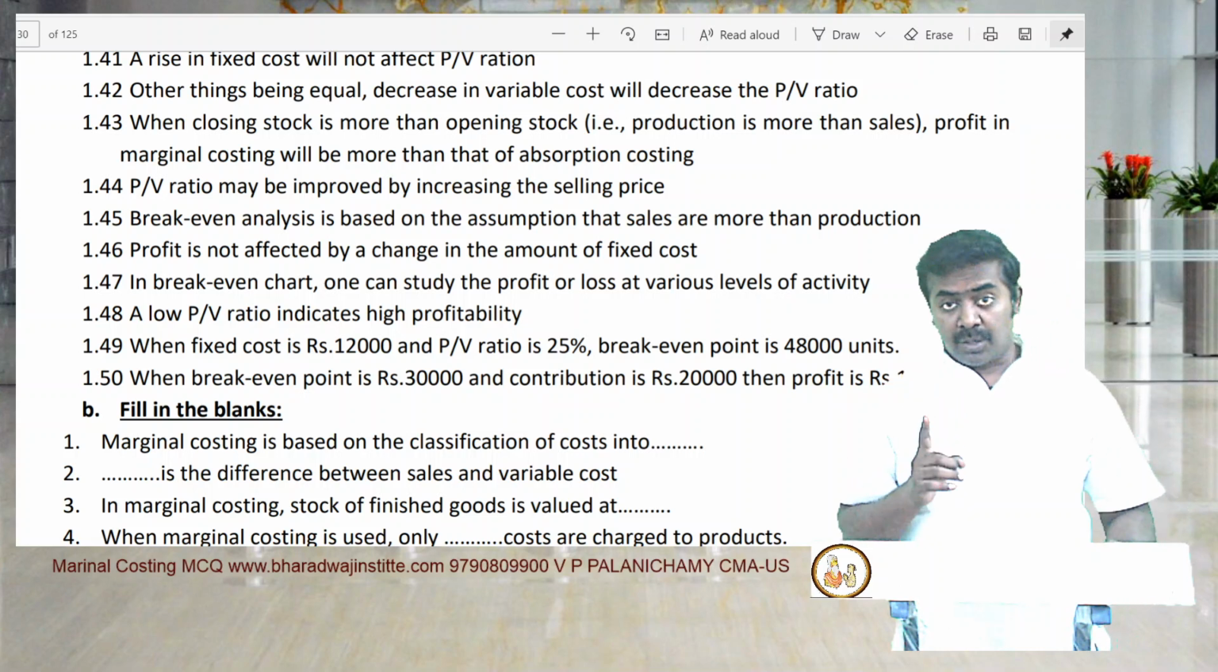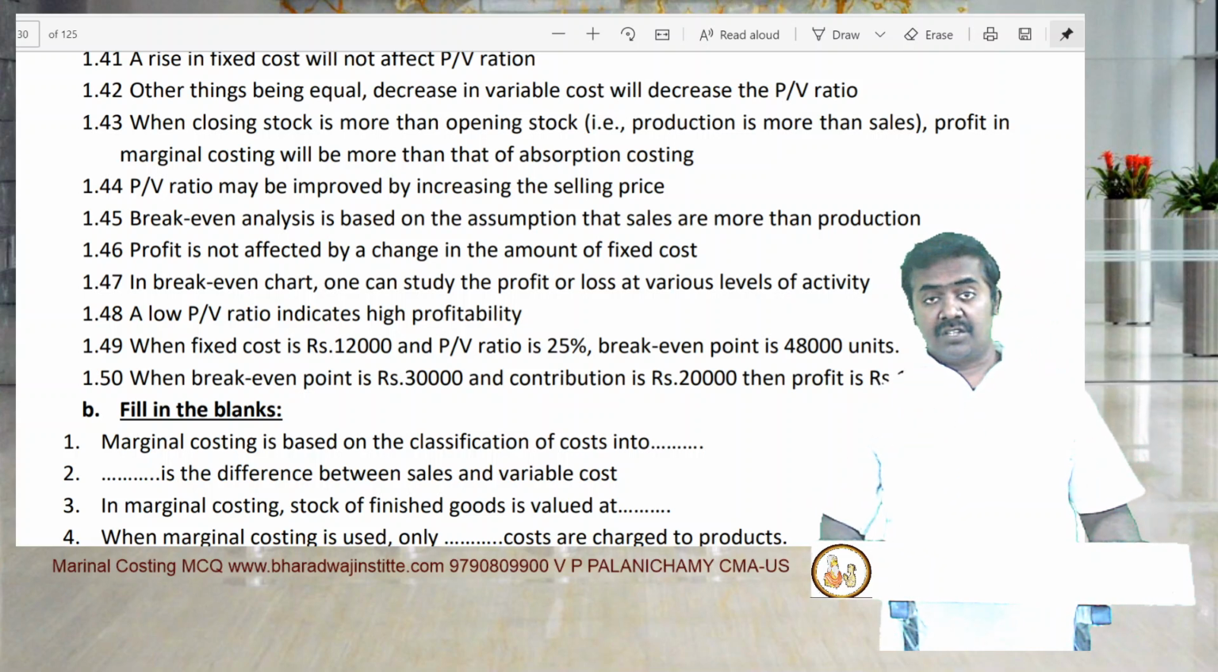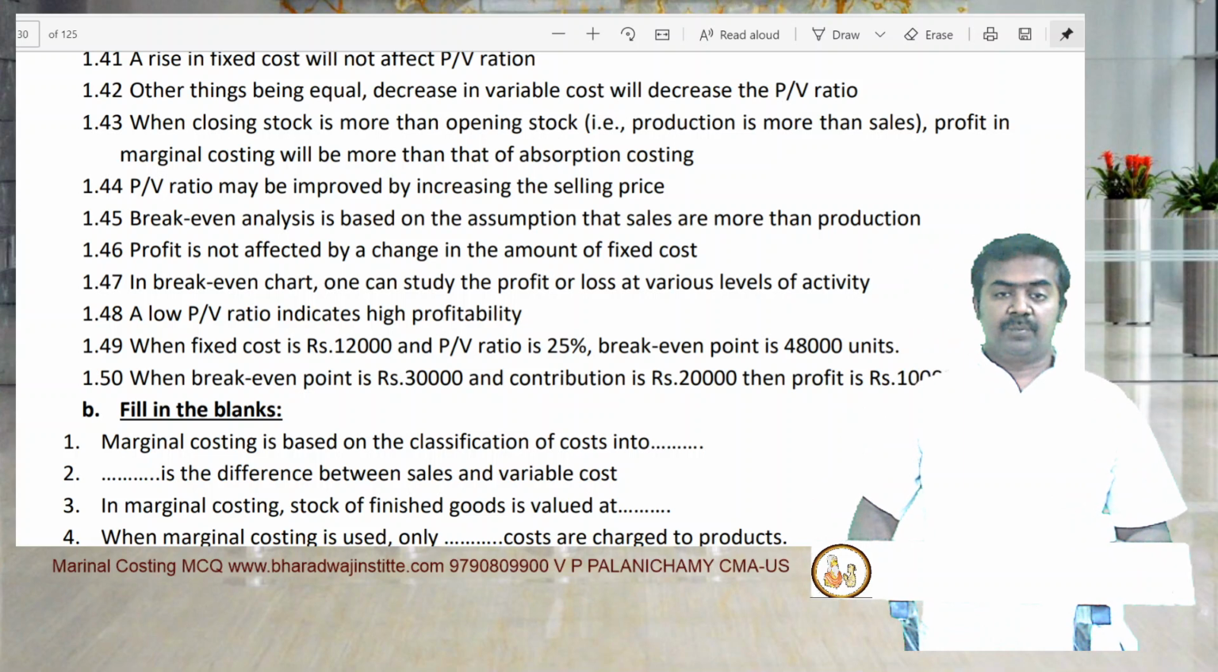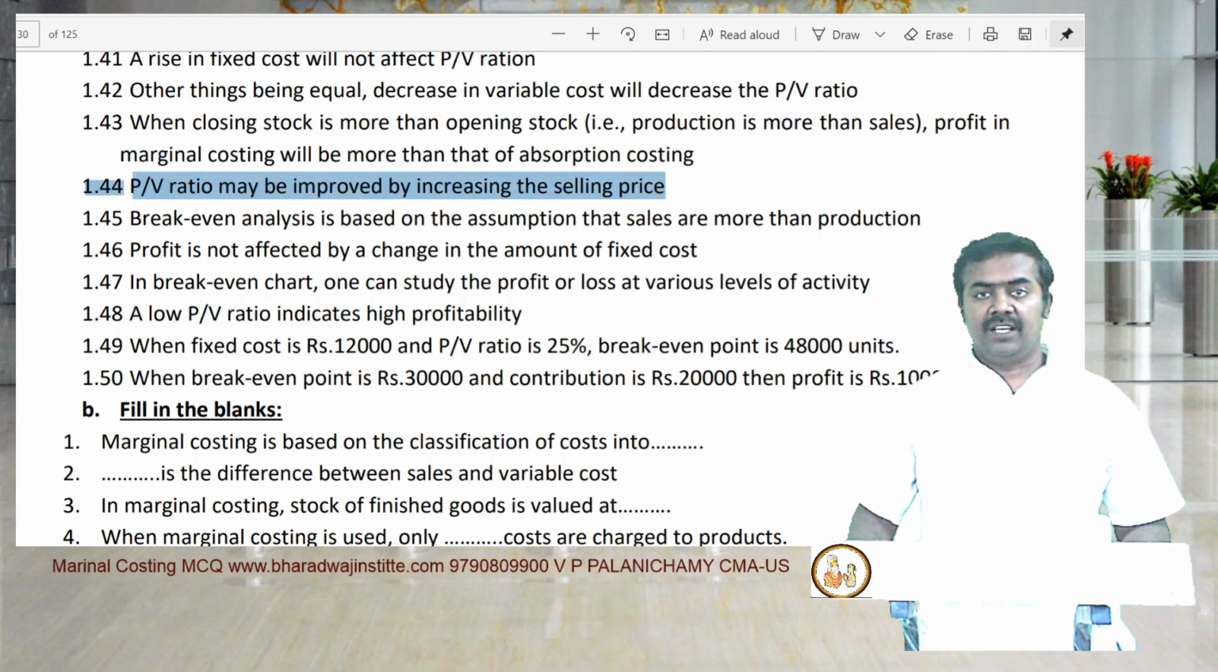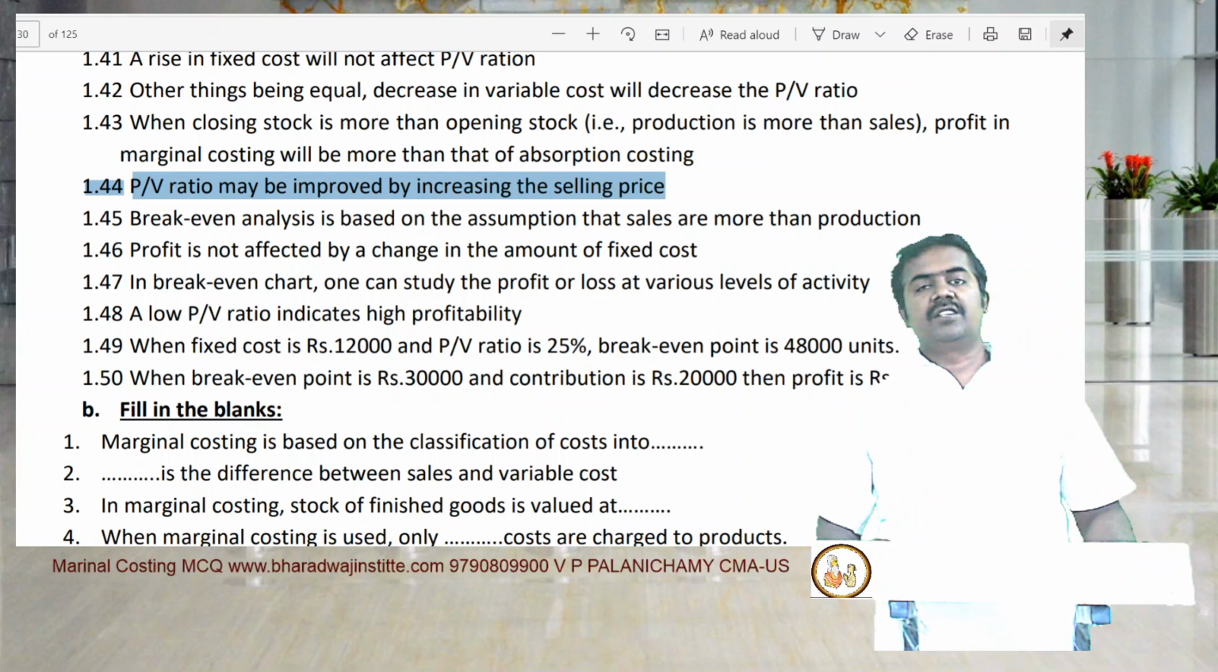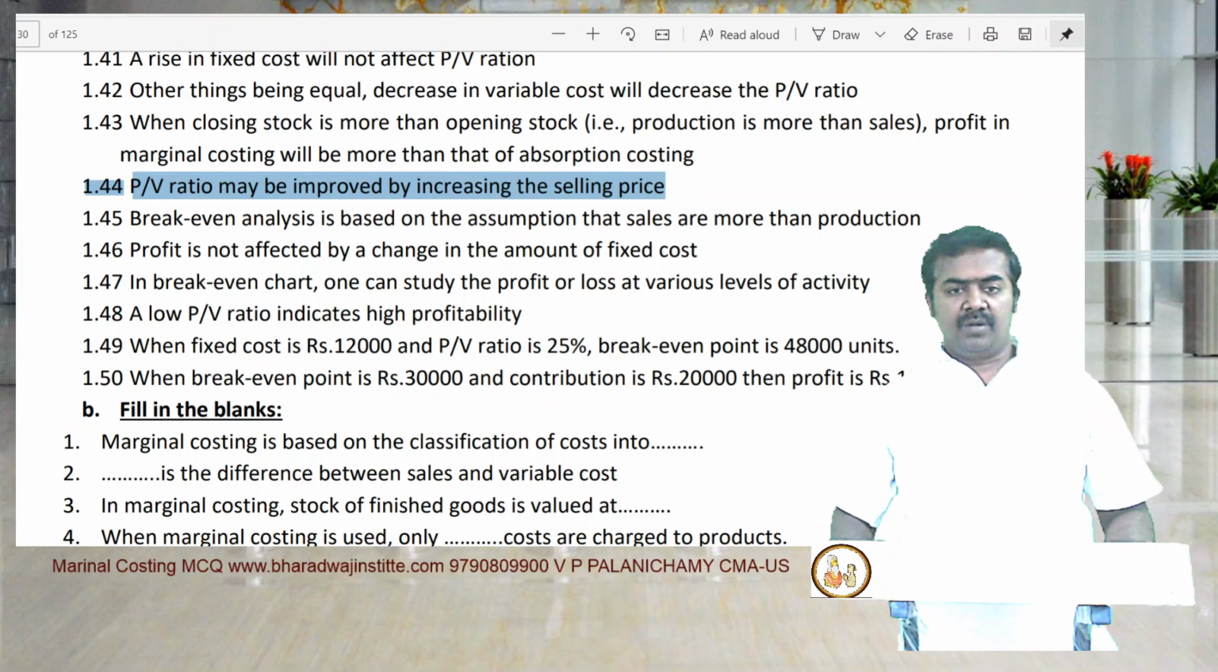Profit in absorption costing will be more than the marginal costing when closing stock is more than the opening stock. PV ratio can be improved by increasing the selling price. True. When selling price is more, automatically contribution will be more, PV ratio will be more.